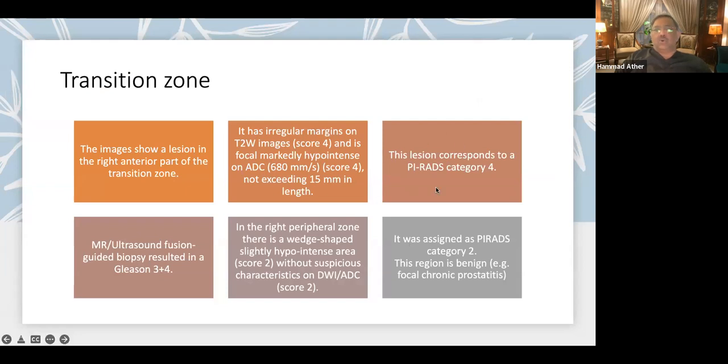And I think it is all described by Dr. Basit. And as I've told you, the biopsy of this lesion showed a 3+4 Gleason prostate cancer. It was categorized as a PI-RADS 4 lesion.